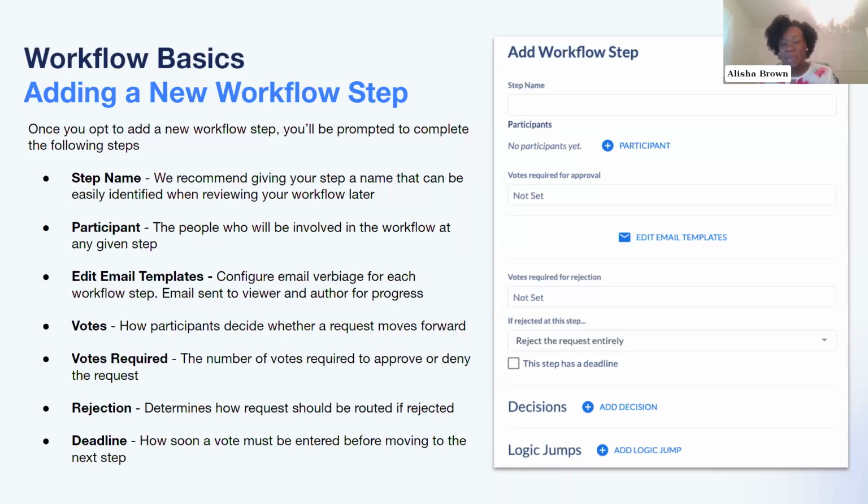Deadline is an optional step where you can assign how long a request can sit at a workflow step before the next action occurs. You can automatically notify a participant that their approval deadline is approaching via email, and then you can also decide what happens to a request if that deadline passes. And this is a helpful feature to prevent bottlenecks.